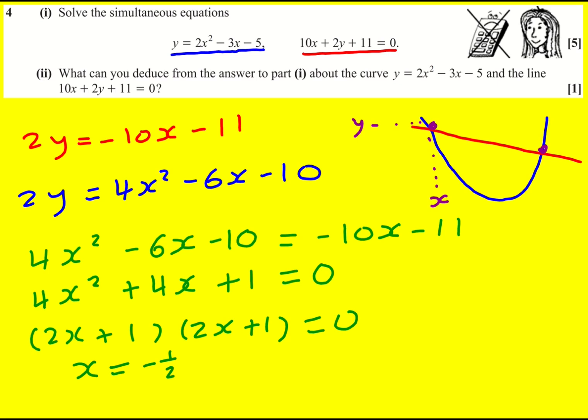But we're not quite done. I also need to find out y. So I can substitute it back into either one. I think I'll put it back into this one. So it's just a little bit simpler. I don't have to square the minus a half or anything.